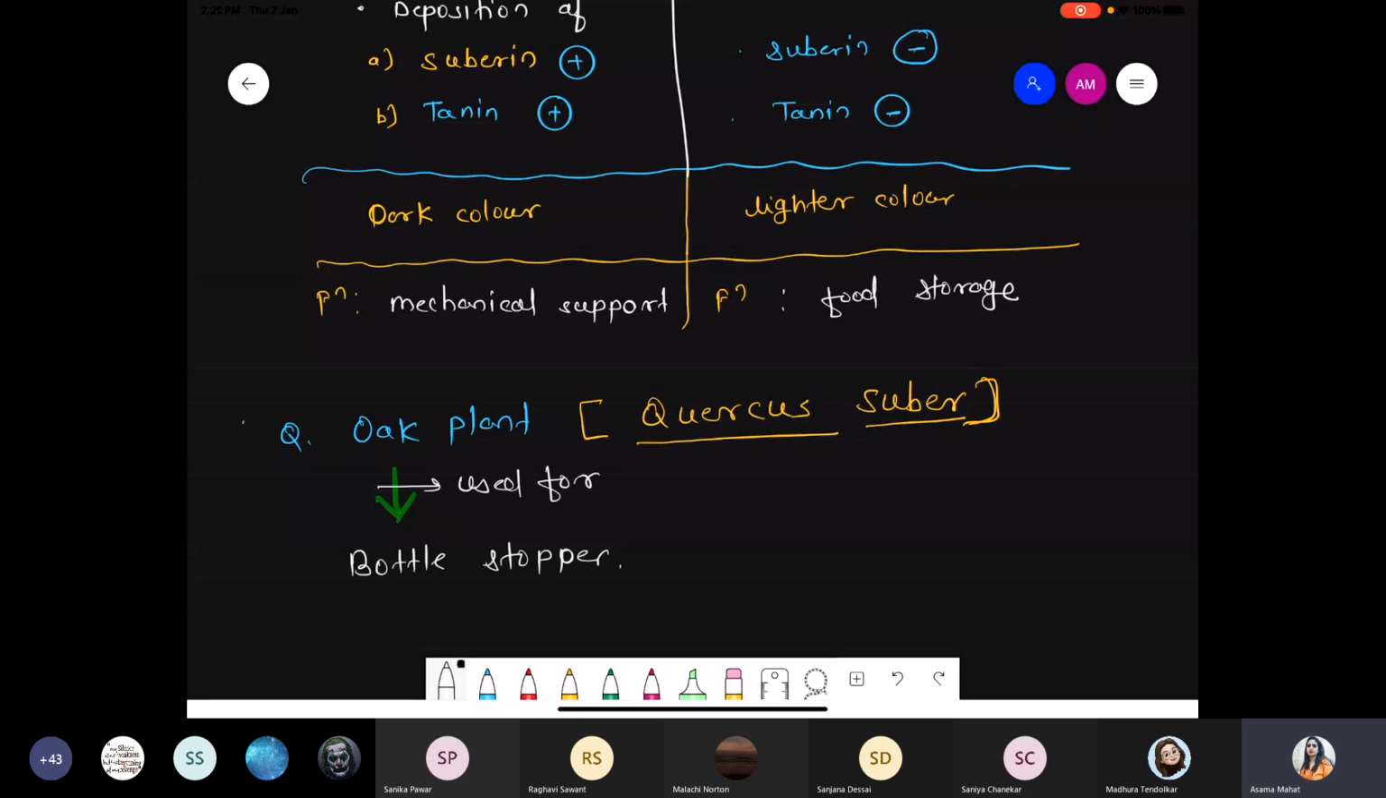Okay, and please remember which part is used. Basically, cork cell part is used. Cork cell is used as a bottle stopper. And which plant is used? Yes, cork one. So cork cells are obtained from the oak plant. One question. Okay?